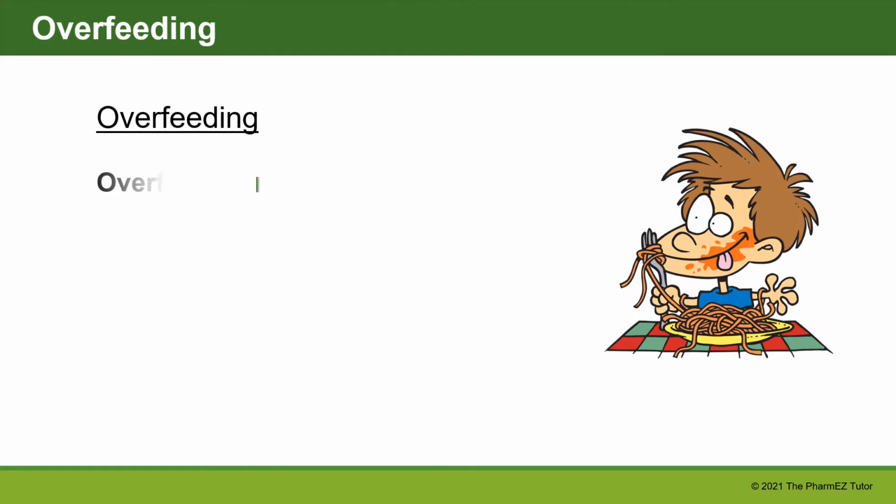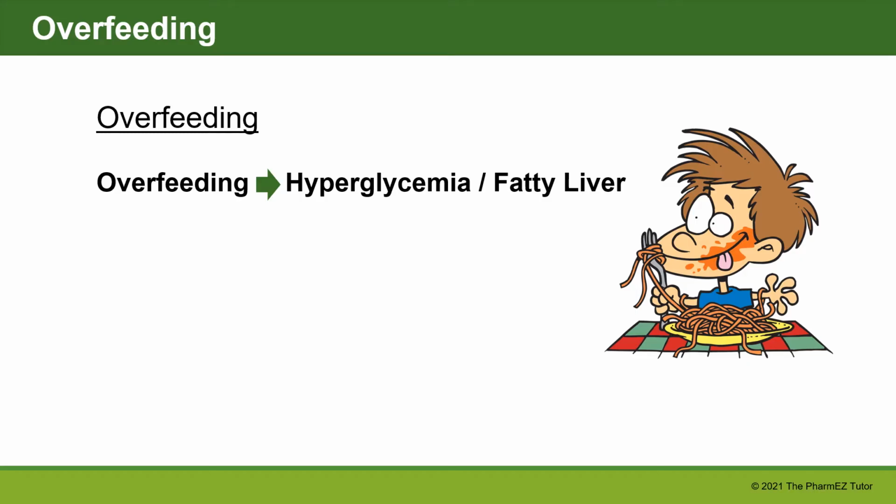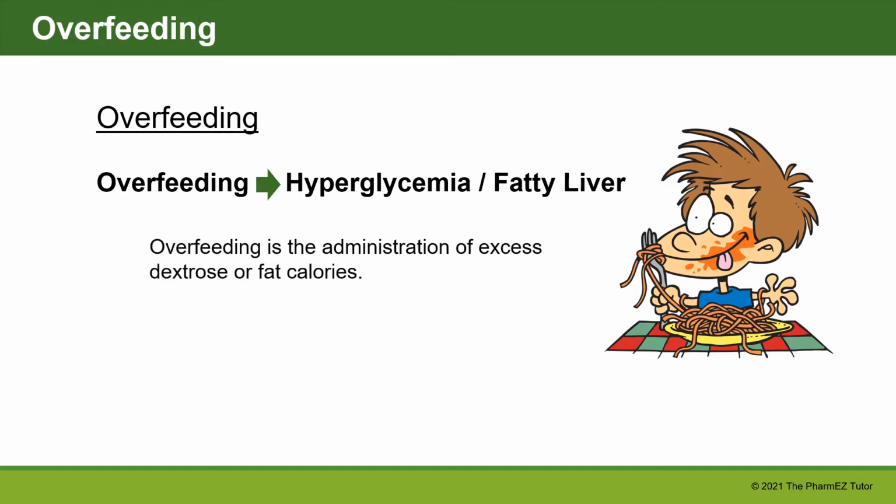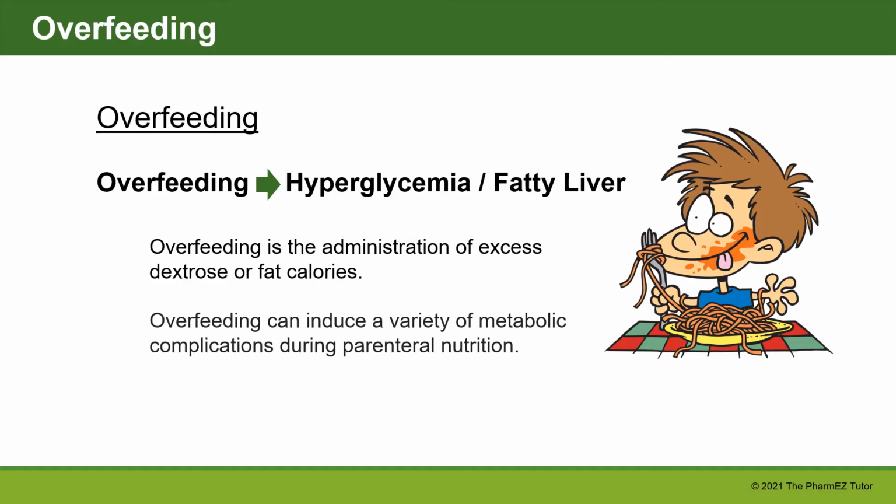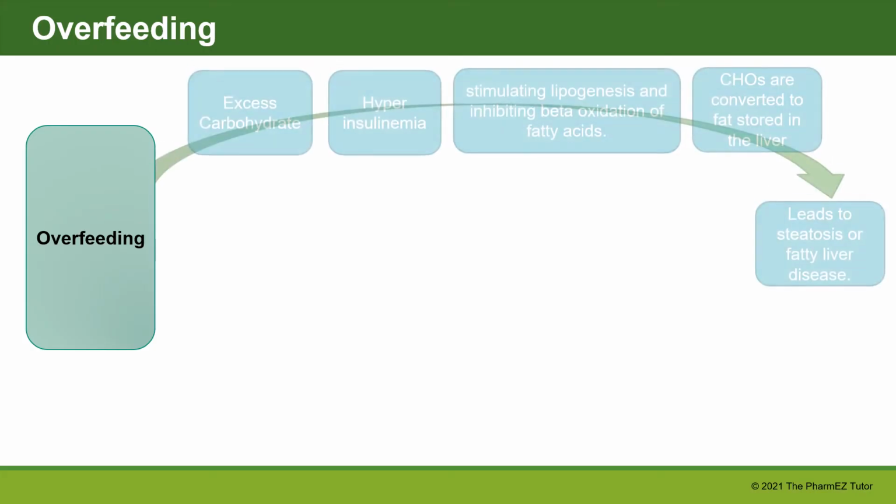Overfeeding. Overfeeding a patient with too many calories can lead to hyperglycemia and fatty liver. Overfeeding is the administration of excess dextrose or fat calories. Overfeeding can induce a variety of metabolic complications during parenteral nutrition.